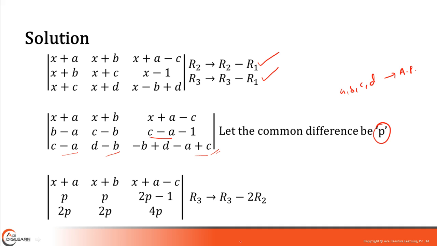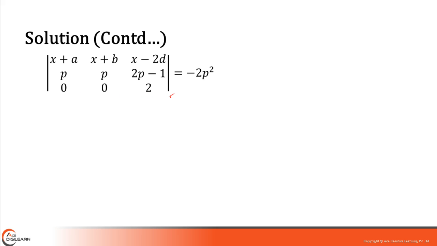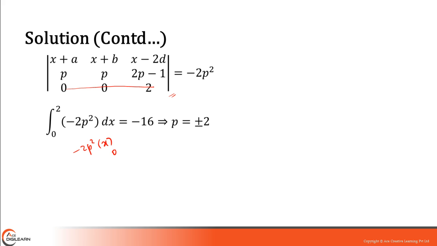So we get this step, and by applying the transformation R3 implies R3 minus 2 R2, we get this step, which by expanding the determinant using this row, we get minus 2p square. And the integral of minus 2p square will be minus 2p square into x under the limit 0 to 2, which you get minus 4p square, which is given in the question as minus 16. So p will be plus or minus 2.